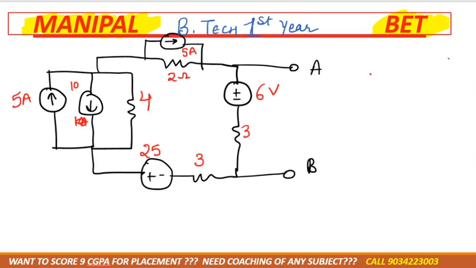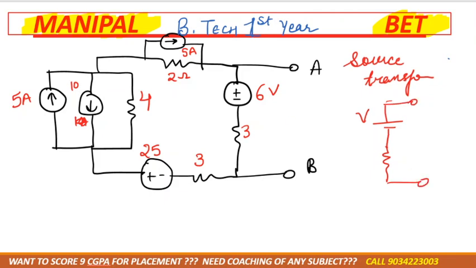Okay, so in this case you have to apply source transformation. They have mentioned that you have to apply source transformation and you need to obtain a single voltage source with a single resistance. Basically you need to simplify it.